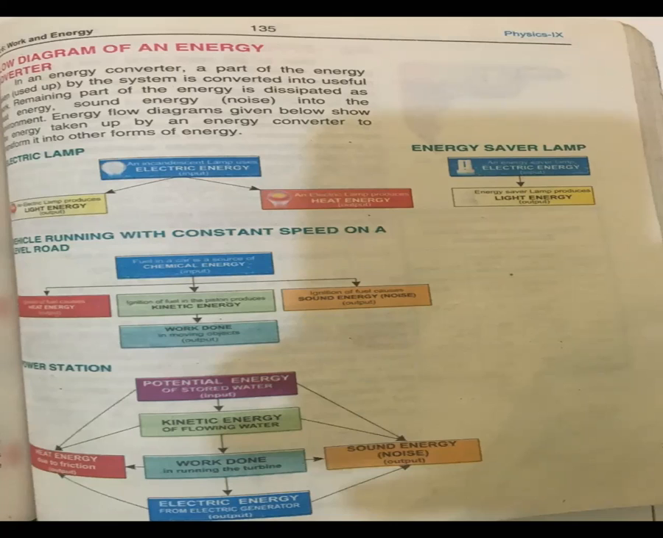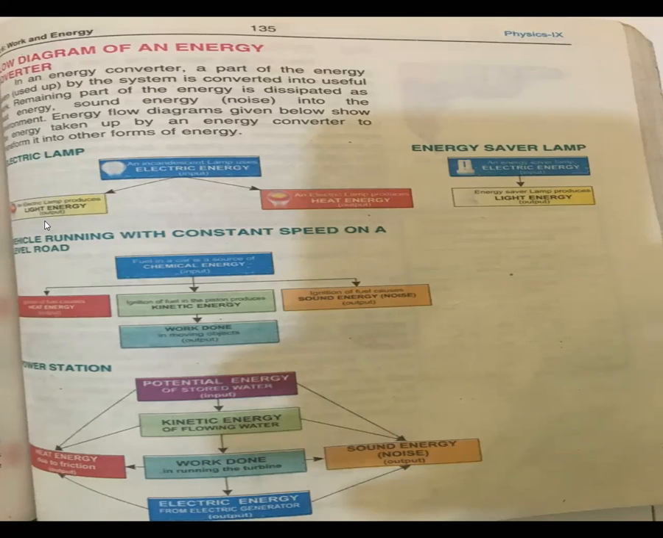The energy flow diagrams given below show the energy taken up by an energy converter to transform it into other forms of energy. So this is the energy converter diagram. Electric lamp. In an electric lamp, we have electrical energy as the input. It will generate two types of energy.